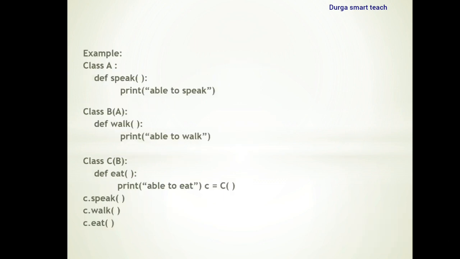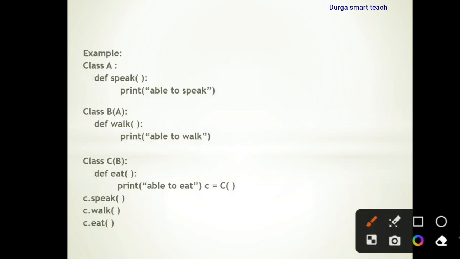So let's see the example. Here three classes are there, A, B, C. The A class contains one function, speak; the B class contains one function, walk; the C class contains one function, eat. The B class is derived from the A class, so that's why within the parentheses I am using A. Next, the C class is derived from the B class, so that's why within the parentheses I am giving B.